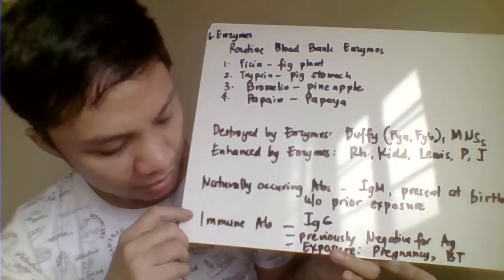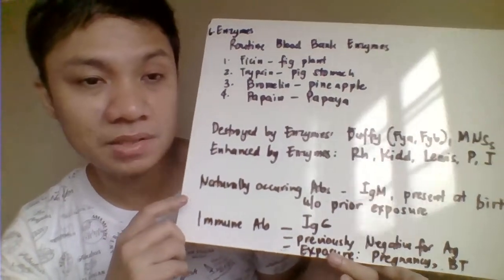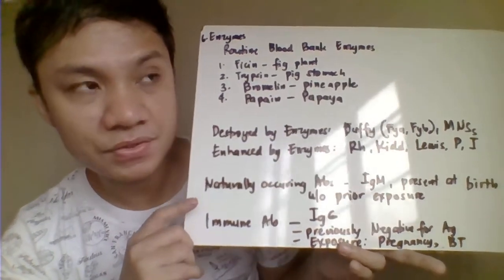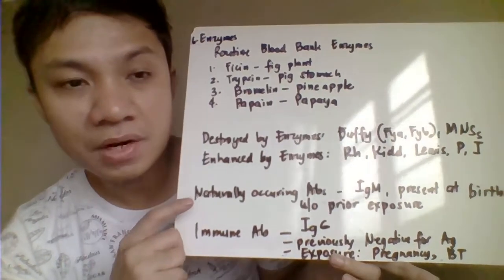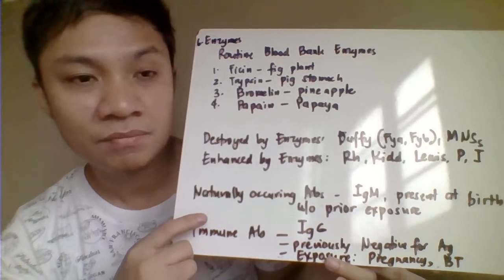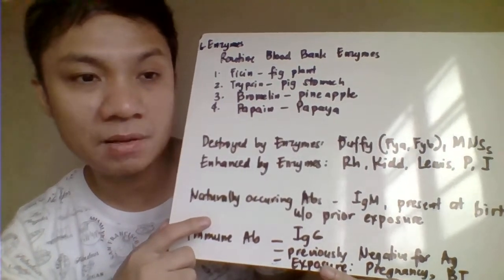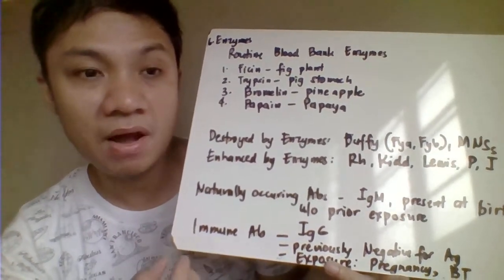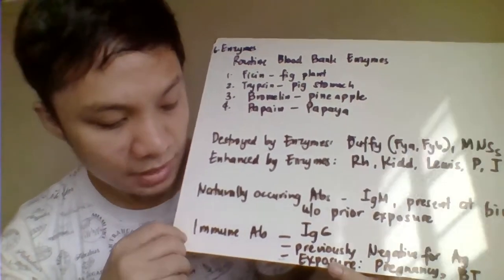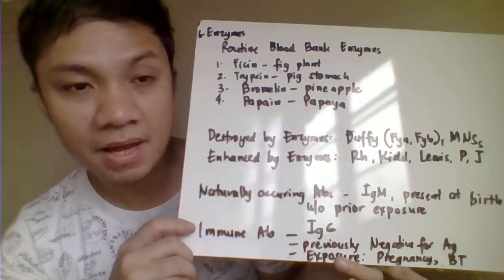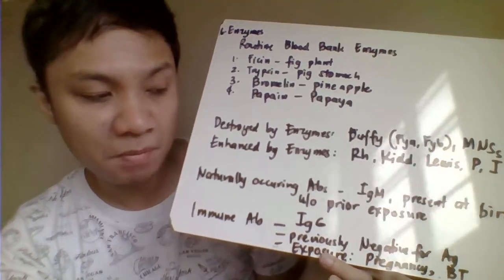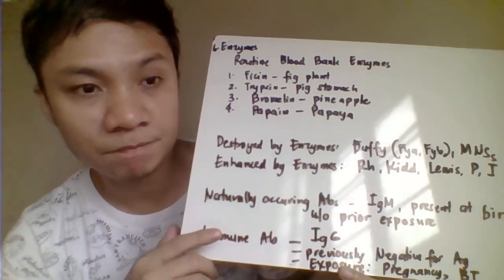Okay, earlier we had another term here that I forgot to discuss. So we have your naturally occurring antibodies versus your immune antibodies. Okay, naturally occurring antibodies are antibodies which are most likely IgM antibodies. And those are antibodies which are already present at birth. So after birth, you already have this type of antibody without exposure. Okay, immune antibodies, on the other hand, are antibodies which are developed because of exposure. Exposure may be in the form of pregnancy or blood transfusion.